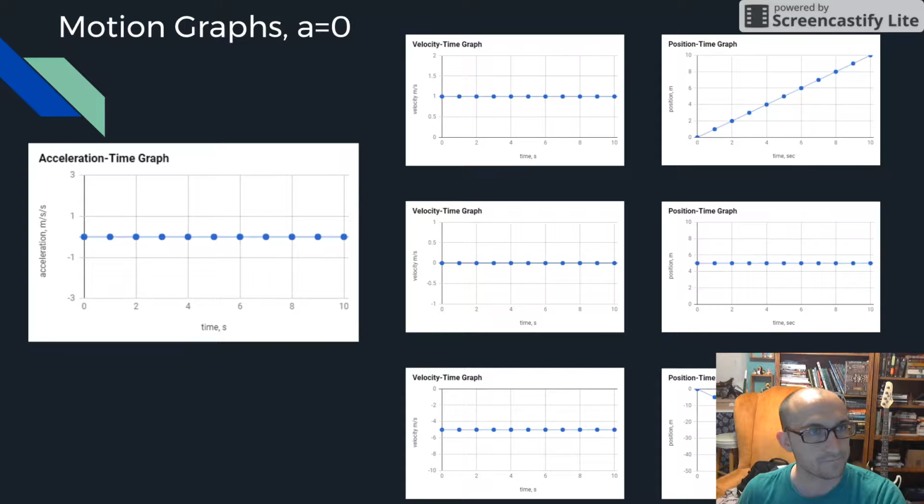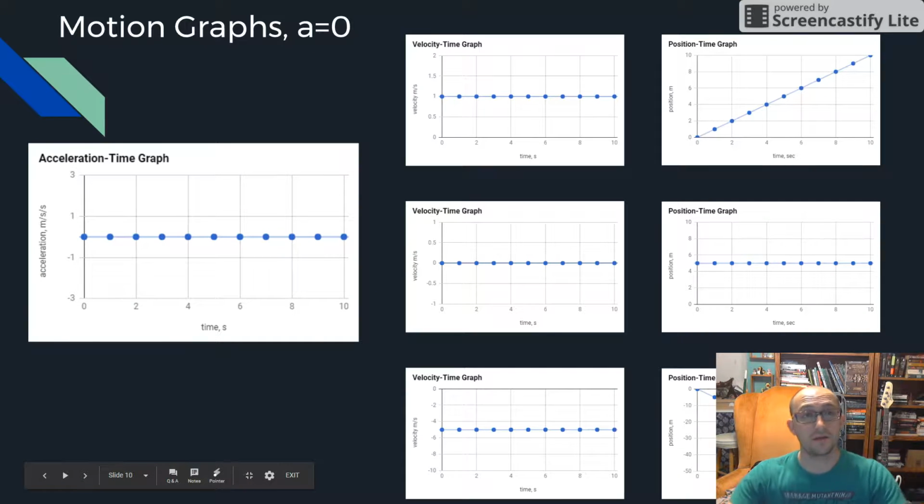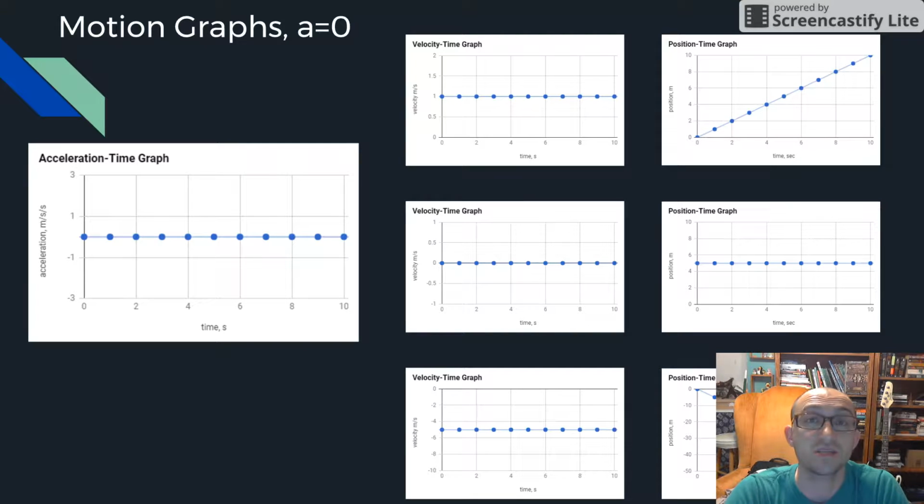So moving on. All right, why do we care about all this? Because there are three situations we might be dealing with. All of them are constant acceleration. Acceleration will never change in our problems. But there are three things that it could be. It could be zero, it could be positive, or it could be negative.